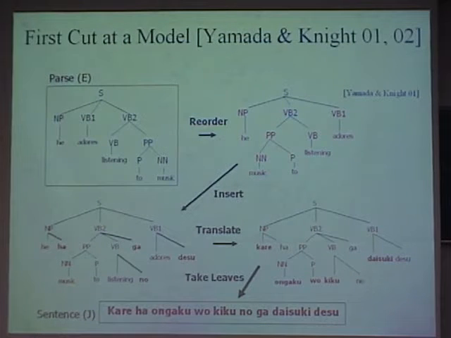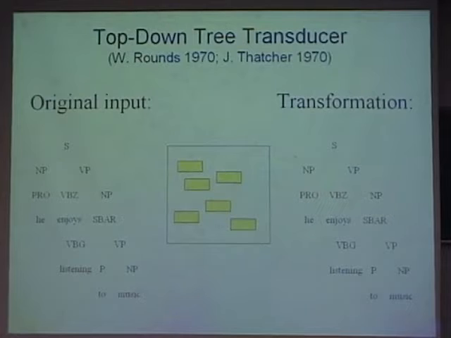So we thought about it, and then we realized that, well, this is when we got turned on to tree automata theory, and this is much better. Here's the original paper, by Bill Rounds in 1970, also independently discovered by Thatcher in 1970. The idea is to take an input tree like this.